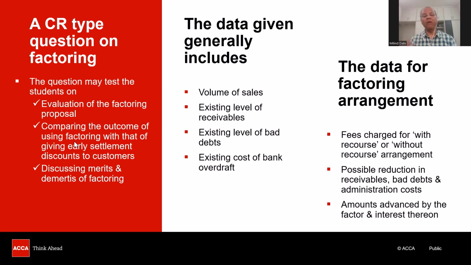Factoring arrangement may result in benefits like reduction in receivables, reduction in bad debts, reduction in administration costs, and the arrangement of providing advance by the factor and charging interest based on that. So let's look at how a CR type question can actually be built by the examiner. This will be a part of section C of the examination.